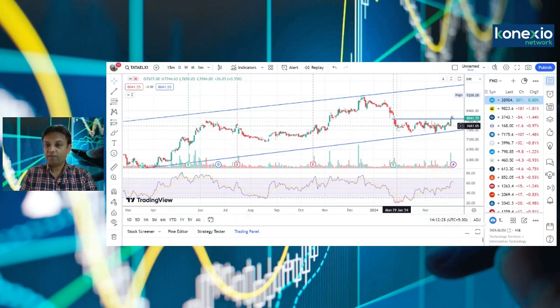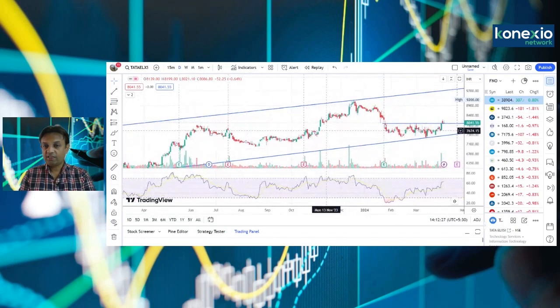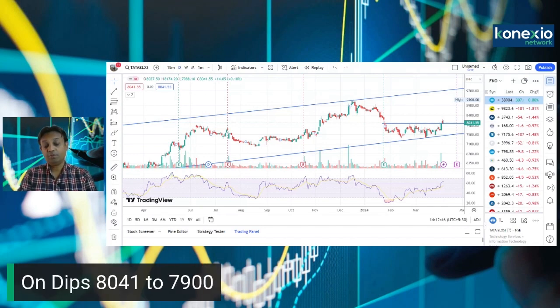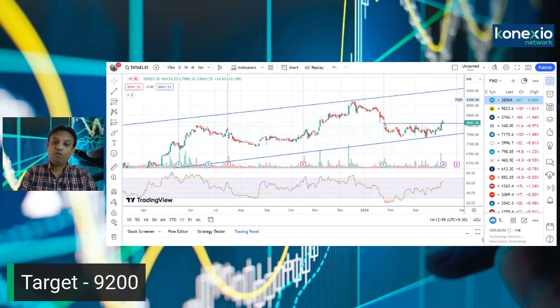You can clearly see when prices were going sideways, RSI is making higher tops and higher bottoms. So clearly the stock has potential to rally decently from these levels. So swing traders, positional traders, long-term investors, short-term investors can watch out for this stock for investment purposes, and for short-term trading purposes also. Those traders or investors can accumulate the stock in the range of 8,041 and on corrections to 7,900 for an upside positional target of 9,200 in the short to medium term.